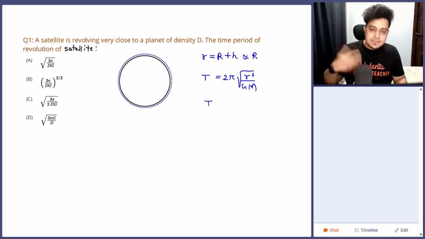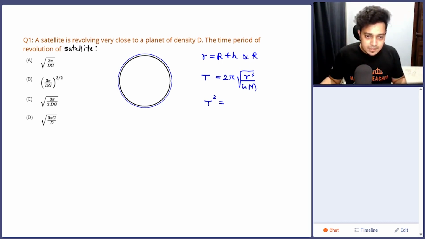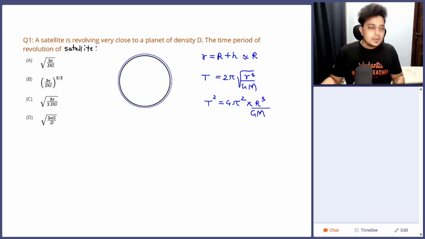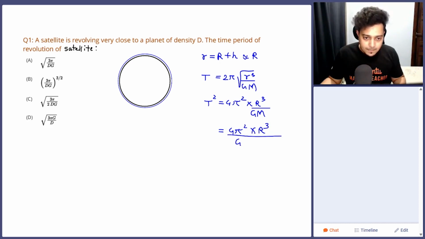So we have to write answer in terms of density. So I'll square on both sides. T square 4 pi square and small r square will get cancelled and small r is approximately equal to capital R in this case. So writing small r as capital R cube upon gm. Now remember, we have to write answer for time period. So what we can do, we can write mass as density into volume because options are in terms of density. So writing this mass as density into volume. Mass as density d into volume will be 4 by 3 pi r cube.